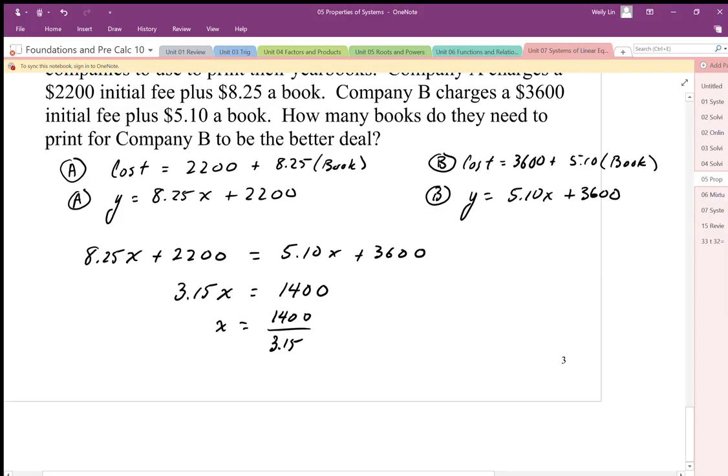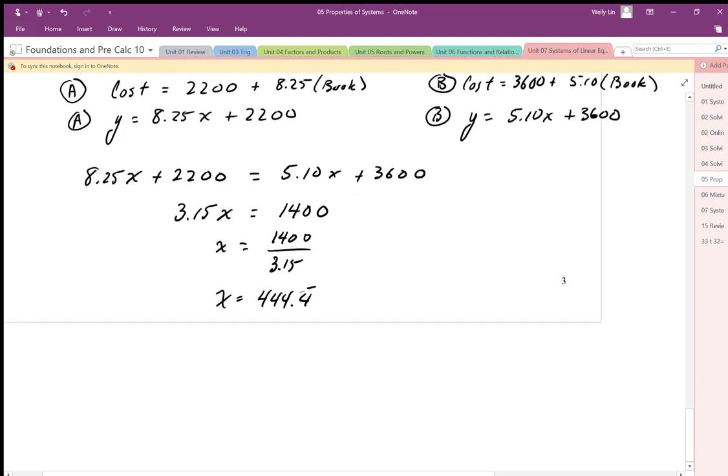When I do that, I'm going to end up with x equal to 444.4 repeating. So that means that at that point the costs will be equal. You can't buy part of a book. So if we buy 445 books and greater, it will be better to use Company B.